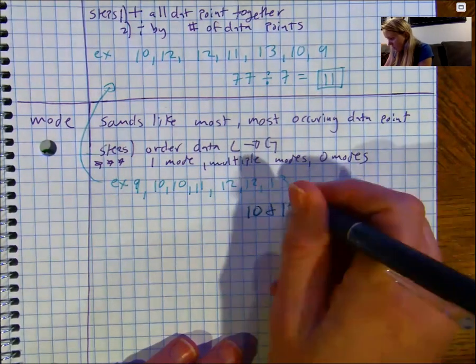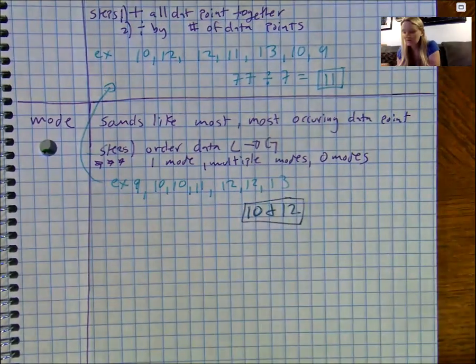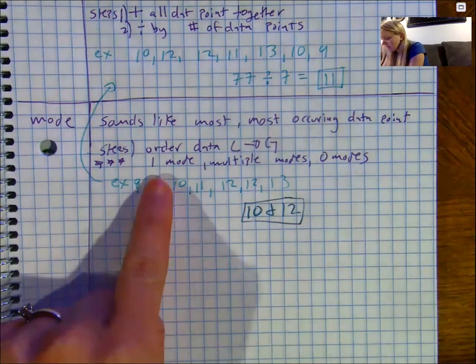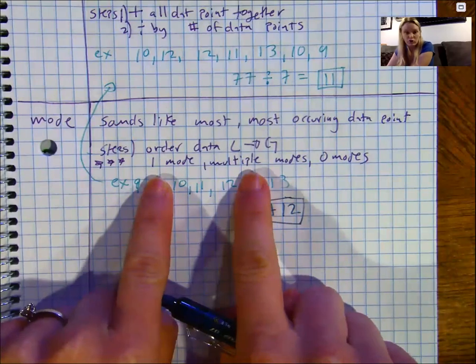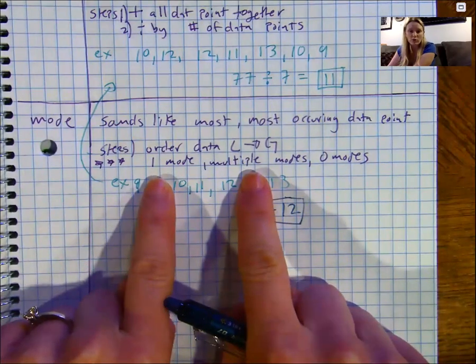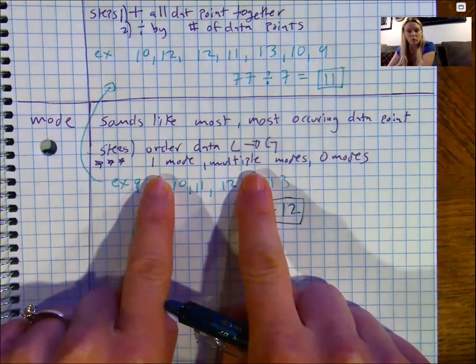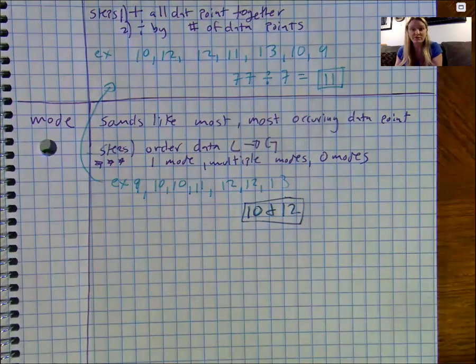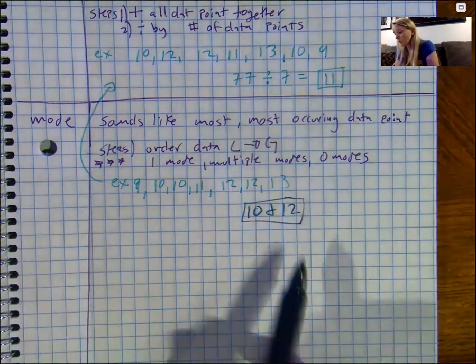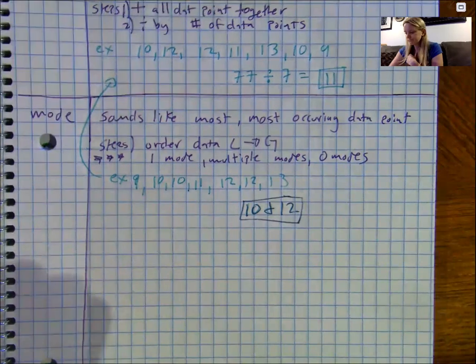Okay, you can have more than one mode because both of them occur the most. Now, if we pretend that that 10 and that 12 wasn't there and each number occurred once, then you would say no mode. Okay, so you can either have zero modes when they all occur the same amount, you can have multiple modes, or you can just have one mode.